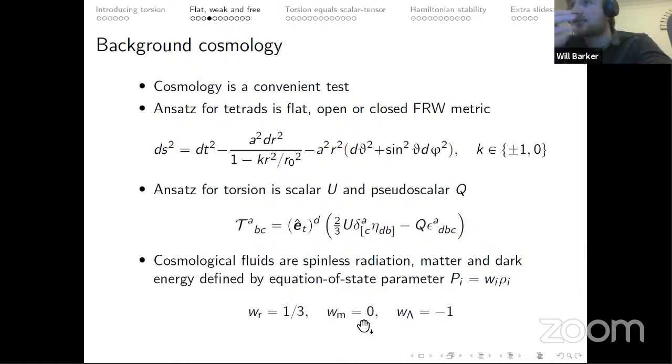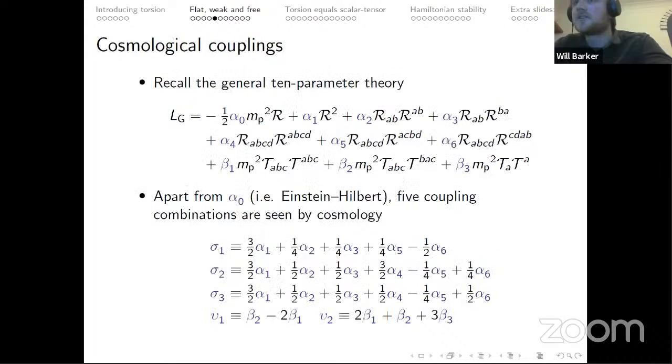For matter or dust, it would be 0. And then for dark energy, you would expect it to be -1. And we'll minimally couple those matter sources to the theory.